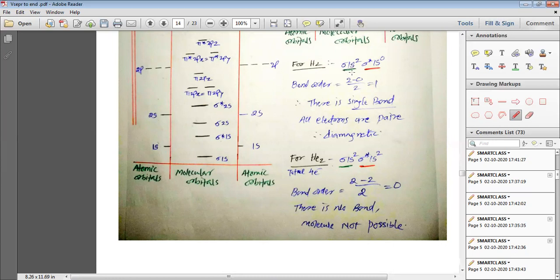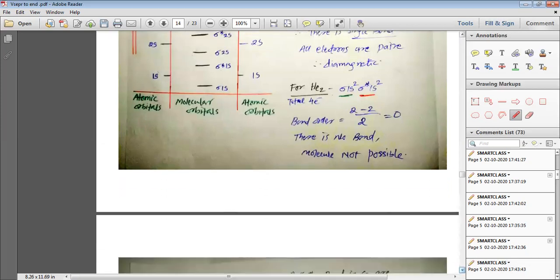So here the number of electrons present in BMO is 2, and the number of electrons present in ABMO is 0. So bond order is equal to (2 minus 0) by 2, that is 1, and we can say there is a single bond in hydrogen, and all electrons are paired, and that is why hydrogen is diamagnetic.